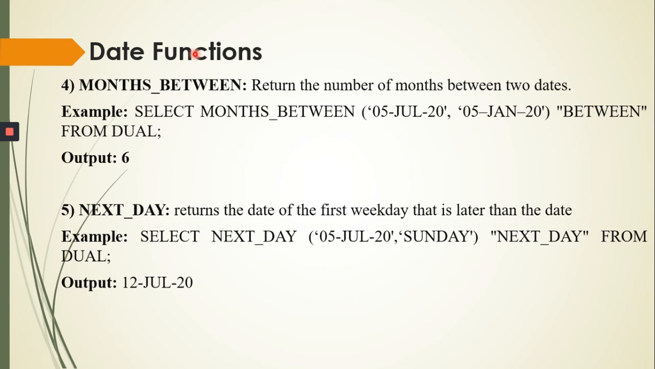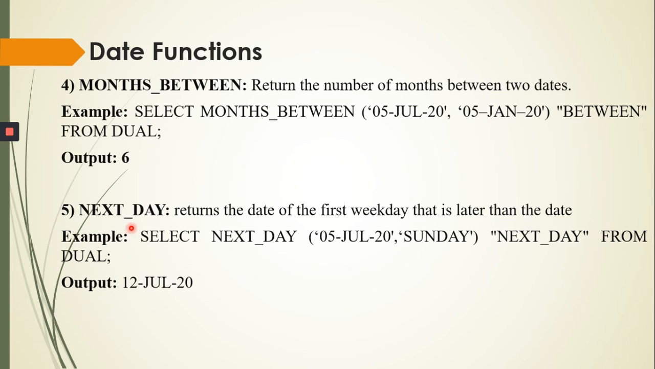Now next is months between. As the name suggests, it returns the number of months between two dates. So select months between. We have to provide two dates here. So 5th July 2020, comma, 5th January 2020. So from 5th January to 5th July, the output will be 6. Months between from dual. So this is the functionality of months between.